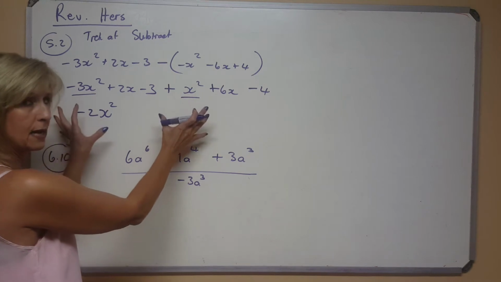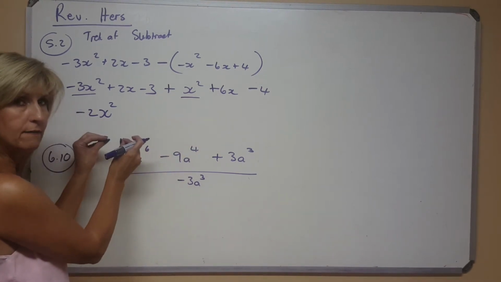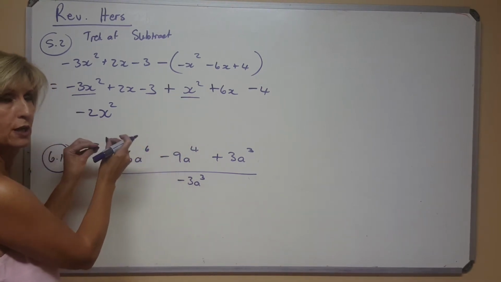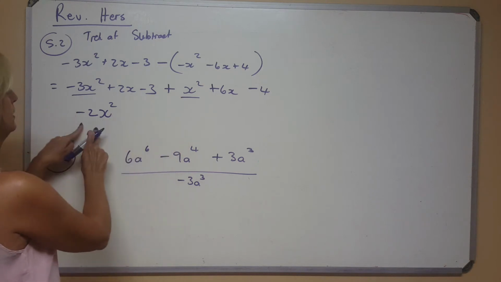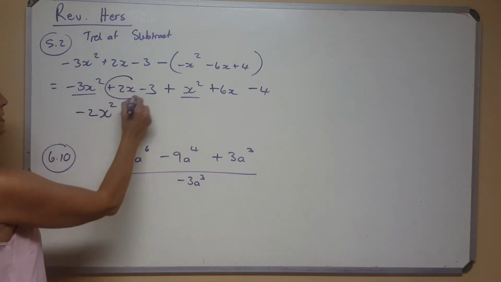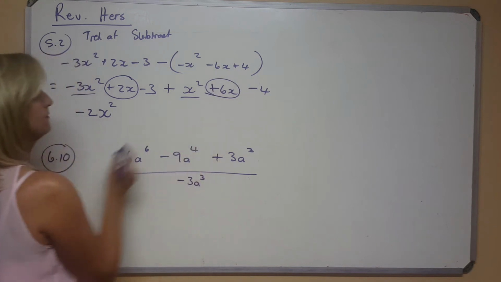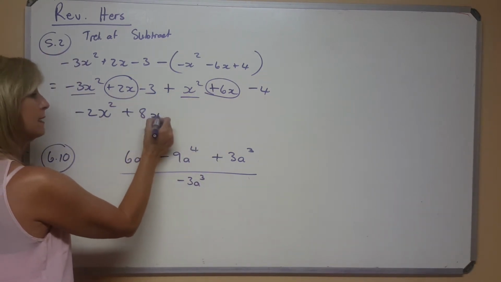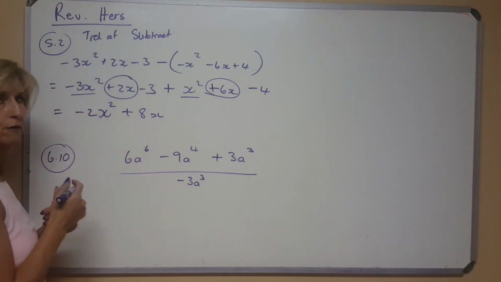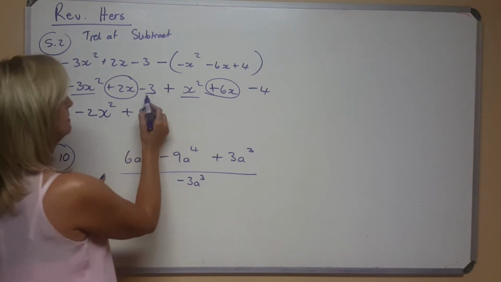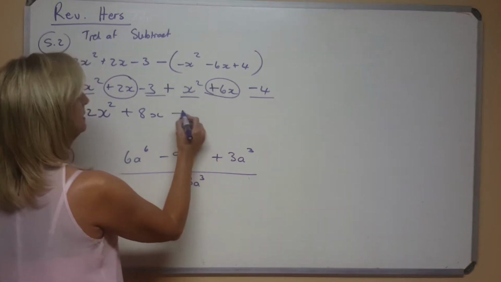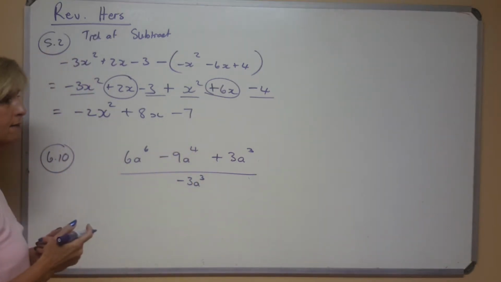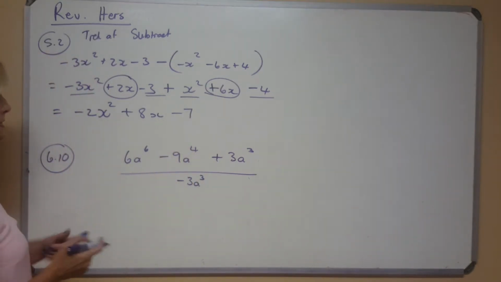As jy gelyksoortige terme bymekaar tel, bly die veranderlike wat hy was. Jy tel net die koëffisiënte op. Min 3 en plus 1 is min 2. Then we've got plus 2x and plus 6x if you add the like terms. Plus 2 and plus 6 is plus 8, still x. Don't add the exponents. En dan is min 3 en min 4, min 7. If you add minus 3 and minus 4, you get minus 7.